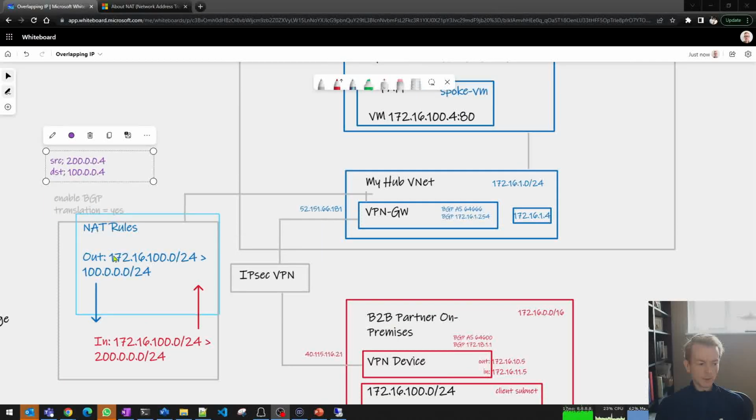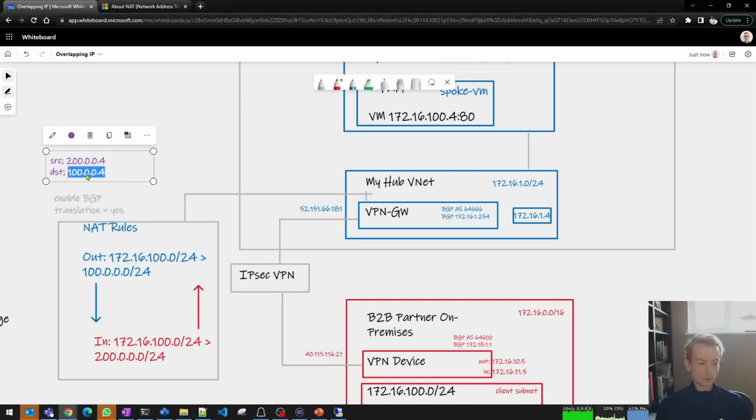In addition to that, my blue rule here is going to affect the destination. So my on-prem device sent it to 100.0.0.4, but my VPN gateway blue rule is going to transpose that destination, effectively perform DNAT, and transpose it to 172.16.100.4. That's the output packet when it leaves the NAT rule block on the VPN gateway. The VPN gateway now drops the packet on the wire, destined for 172.16.100.4, and Azure routes it, effectively goes across VNet peering and gets delivered to my spoke virtual machine.